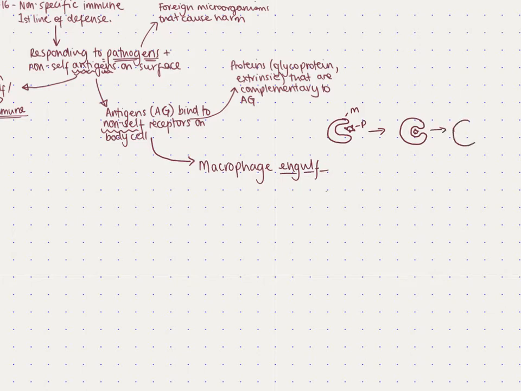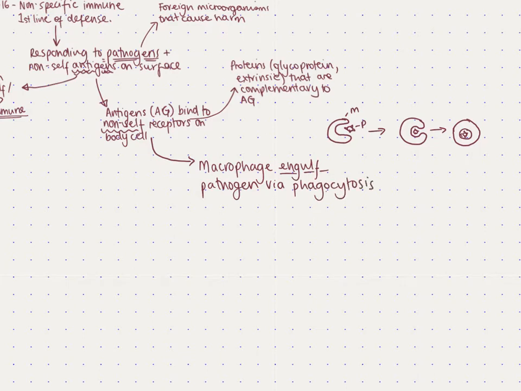Now this is all well and good, but we need to know how that happens, and we're going to start thinking about that process a little bit more now. So the macrophage is going to engulf the pathogen via our key process, phagocytosis.